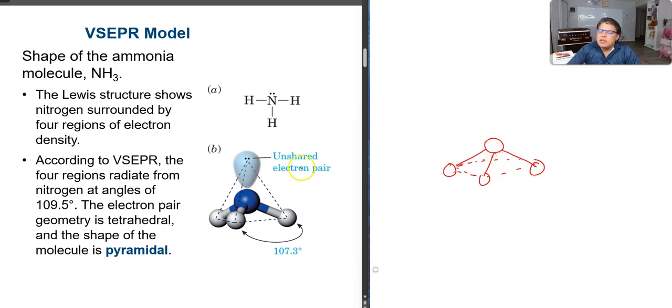But if you include the balloon, now you have two electrons here, and you have a good pyramid. So it's a pyramidal structure now. According to VSEPR theory, the four regions radiate from nitrogen at an angle of 109 degrees. The electron pair geometry is tetrahedral. See, the electron pair geometry is again tetrahedral.